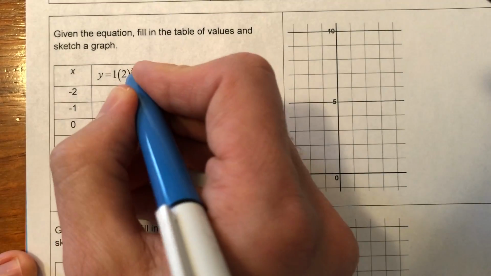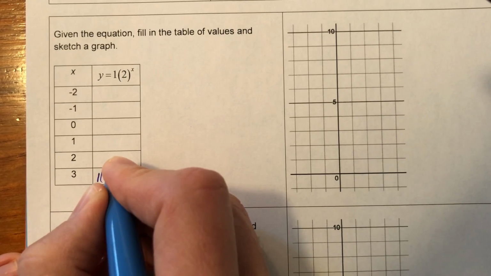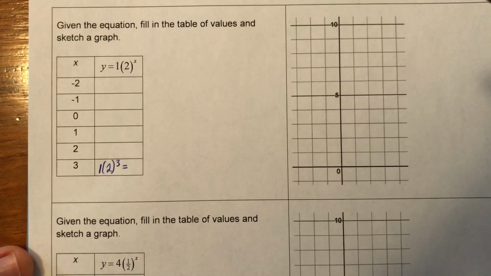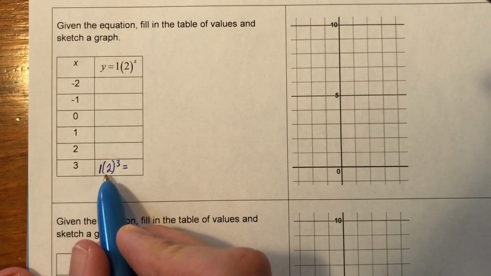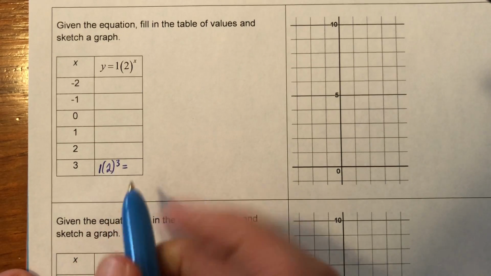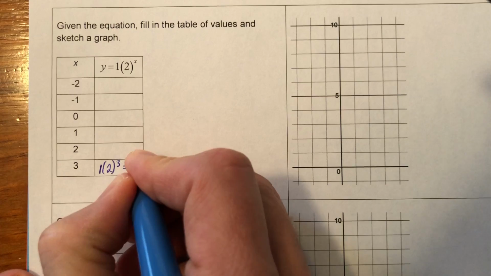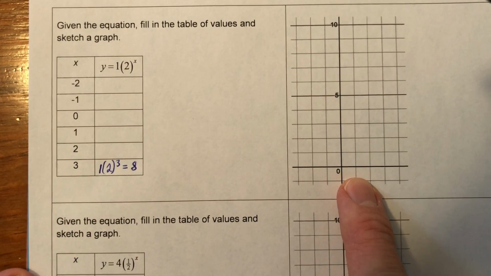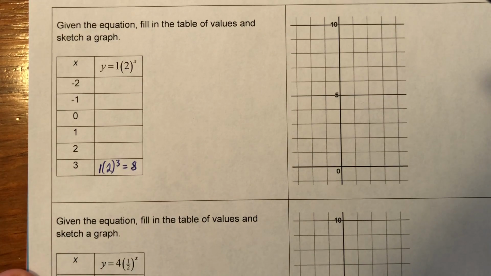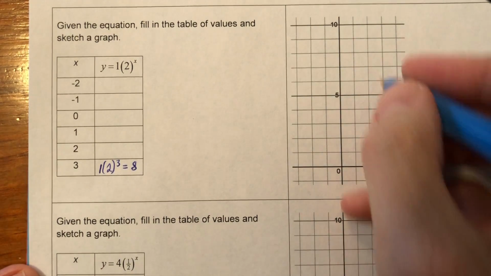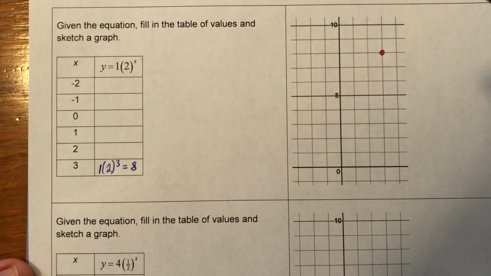So 3 is x. So what I really have is 1 times 2 to the third power. Well, 1 is just 1 times whatever, so that 1 really doesn't mean much. But 2 to the third would be 2 times 2 times 2. I have 3 of them. 2 times 2 is 4, times 2 is 8. So this is 8. And I'm going to come over here in red, just for dramatic emphasis, and plot the point 3, comma 8. So here goes. 3, 8 is right there. There's our first dot.